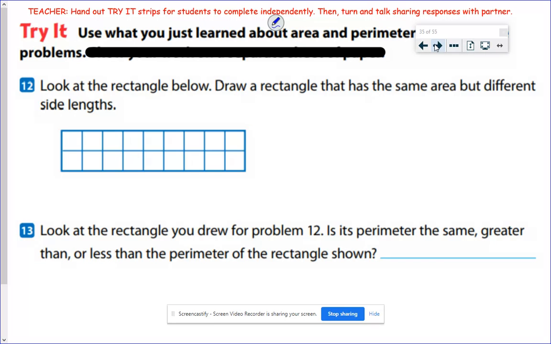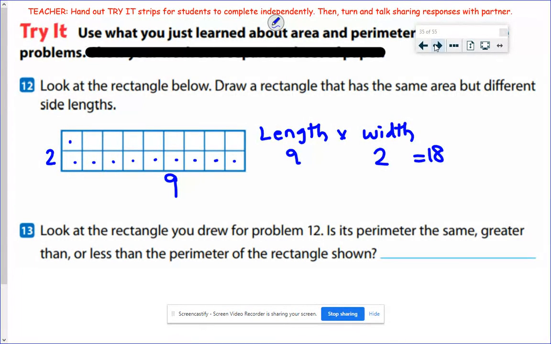You have the try it slip. If you'll just take it out and look at it and draw a rectangle that has the same area but different side lengths. And if you'll just use that same idea from the table below, think of what numbers you can multiply together to get the same number. The area is 18, the length is 9, and the width is 2. And that equals 18. What other numbers multiplied together equal 18?